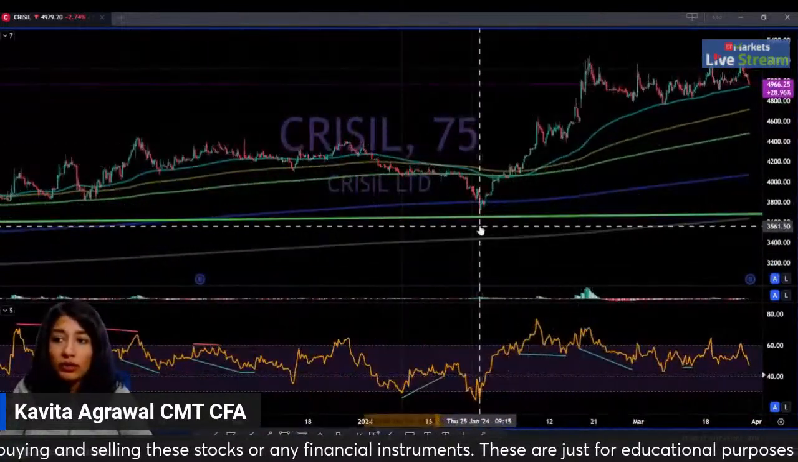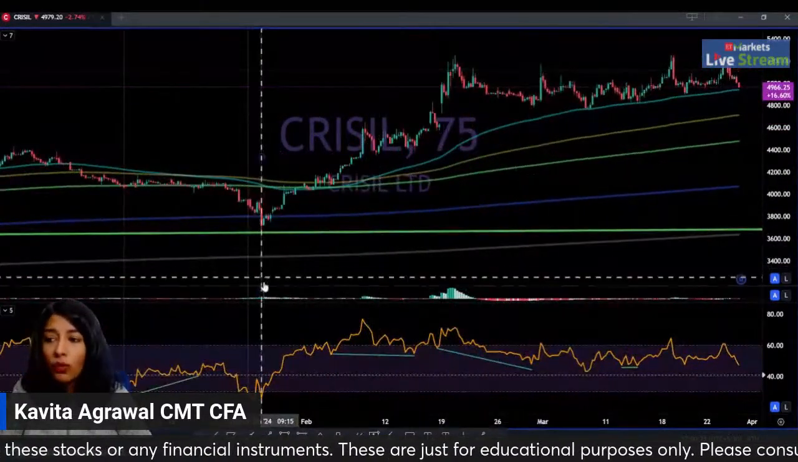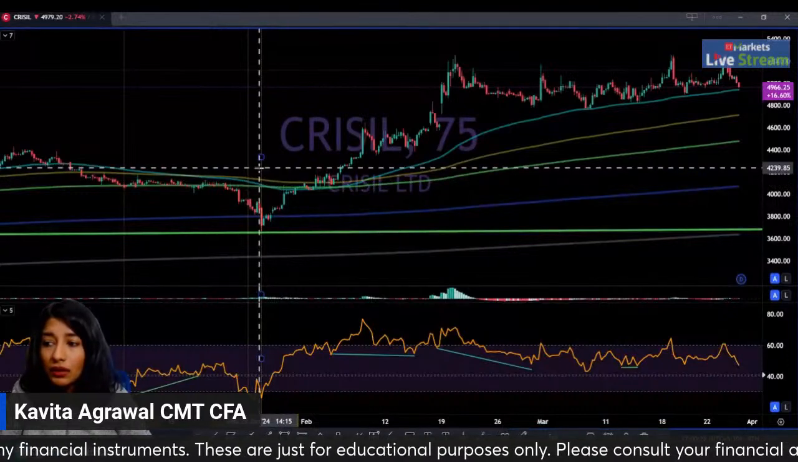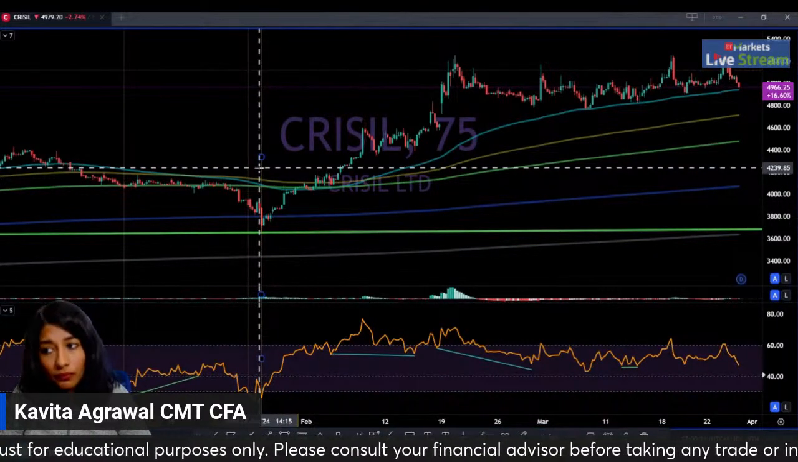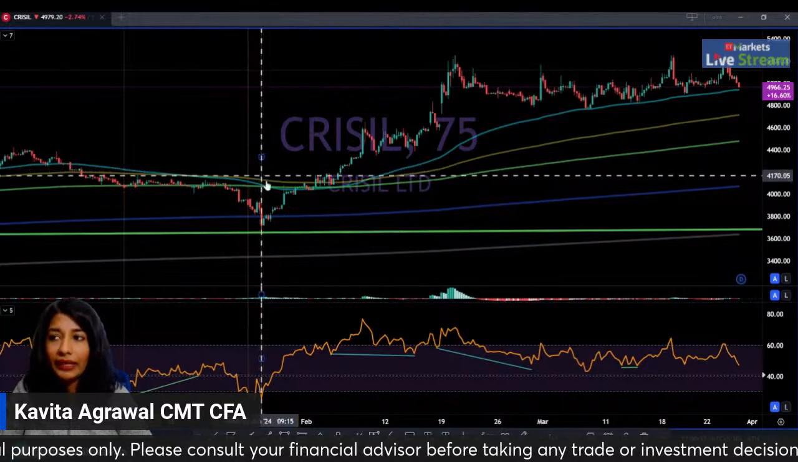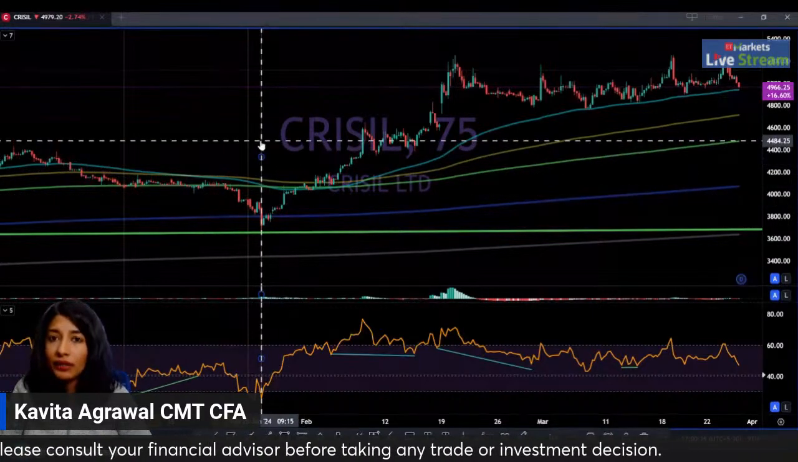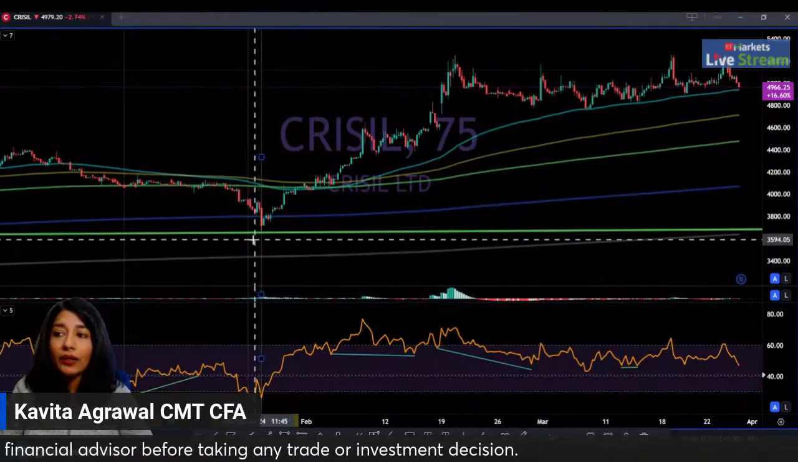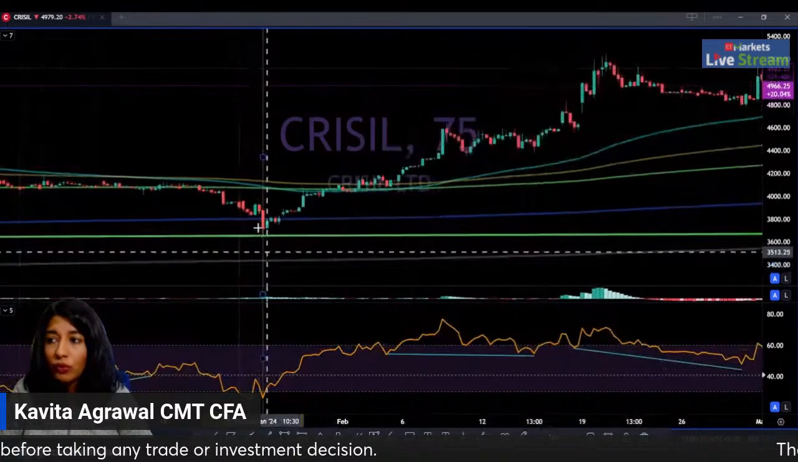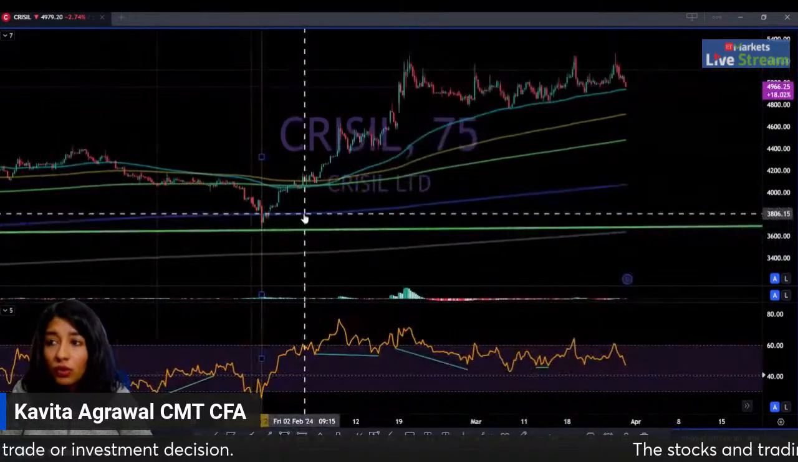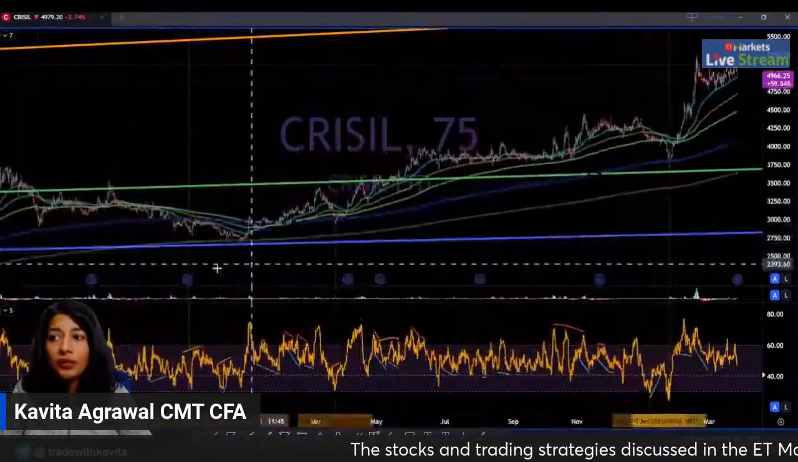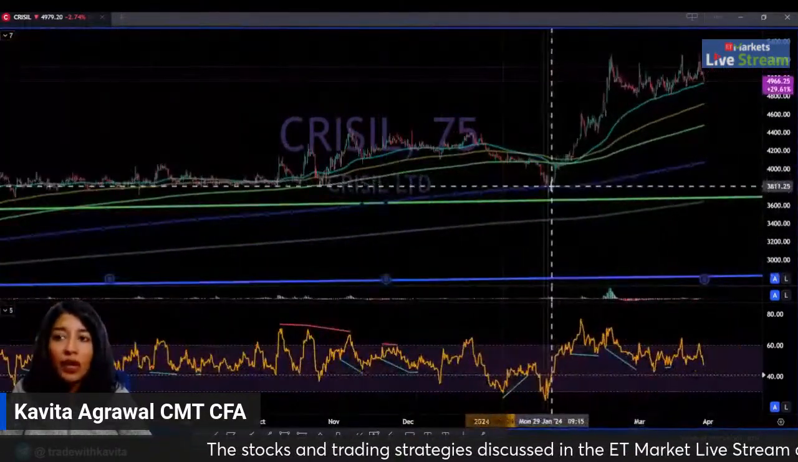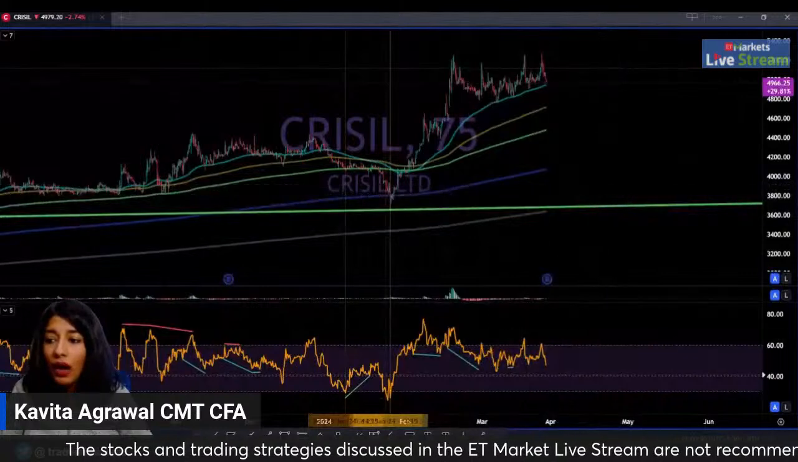Now, coming to Crystal's most recent price activity, what we notice is that 24th January is the date when the daily time frame's RSI triggered the level of 30. And on the 75-minute time frame, if you notice, this is also where the 200 EMA of the daily time frame got tested amidst a strong upward rally. So this was a very good entry point.